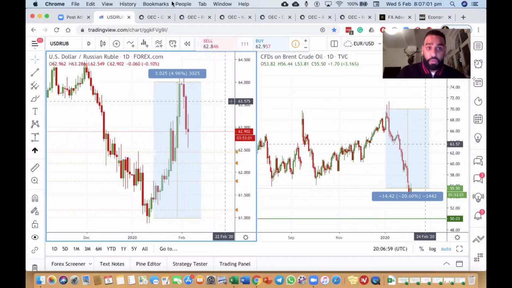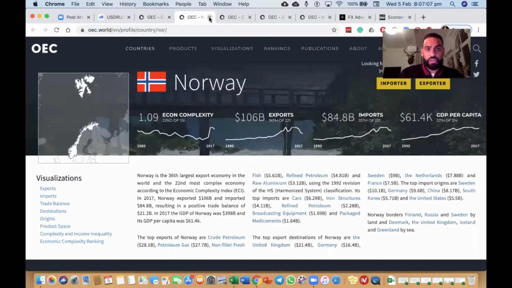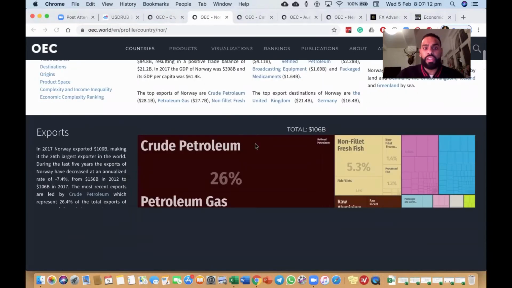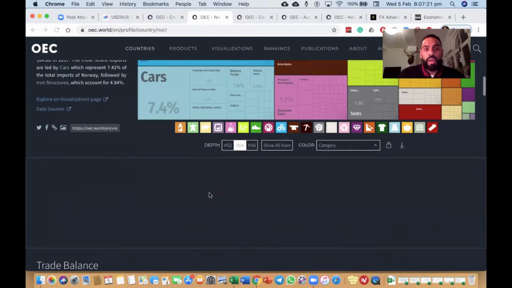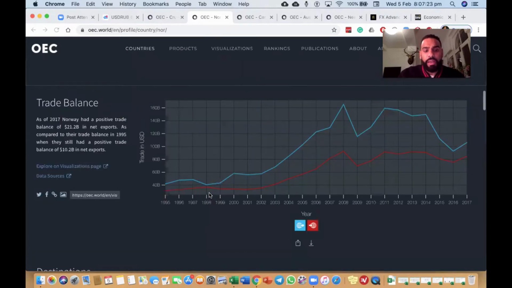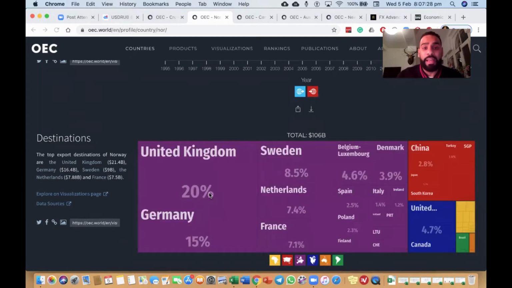Now, this is not just the Russian ruble that we are seeing this oil price affect. If you move across and we have a look at the Norwegian krona, so Norway, what is Norway's main exports? Oil, as we can clearly see, 26%, and 26% of their exports is gas. So if the price of their main export is falling, then that's going to have a damaging impact on the price of their currency.